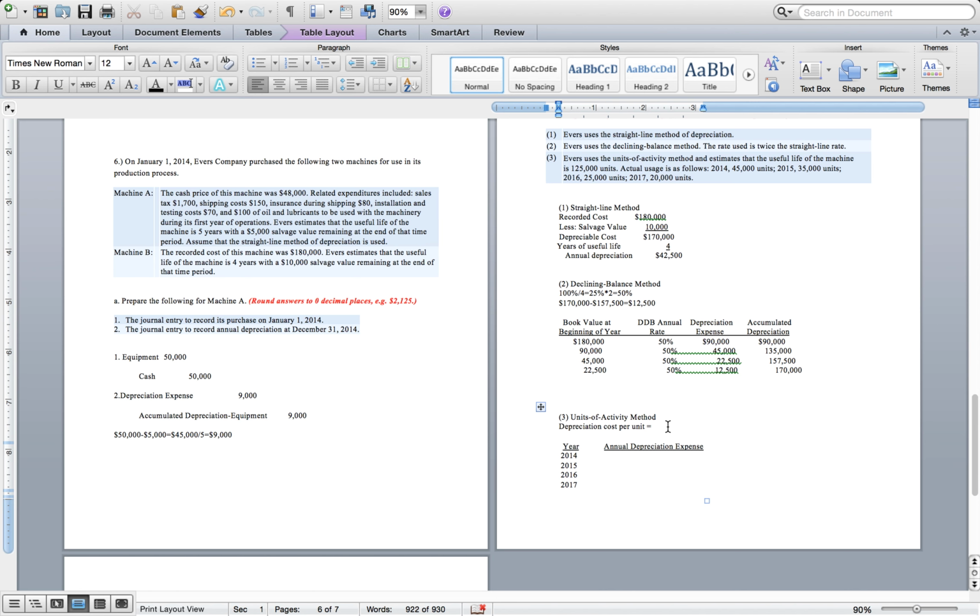The last one says here we depreciate using units of activity. So again, start with the cost of the asset, which is 180,000. Take out the salvage value, which is 10,000. Now divide by how many units we expect to produce. So divide by 125,000 units. Okay. So we know each time I use this, it'll be $1.36 per unit.